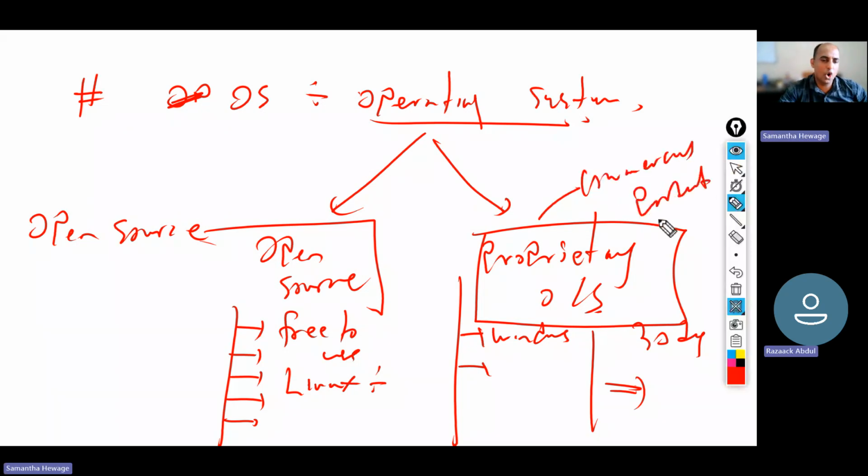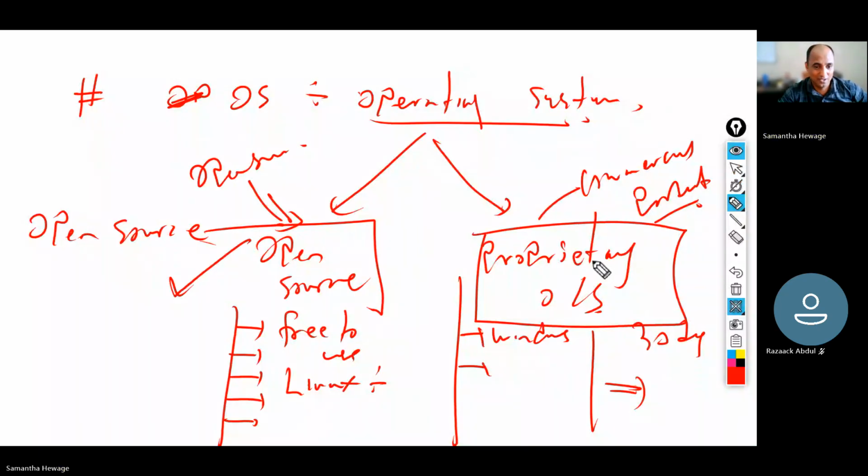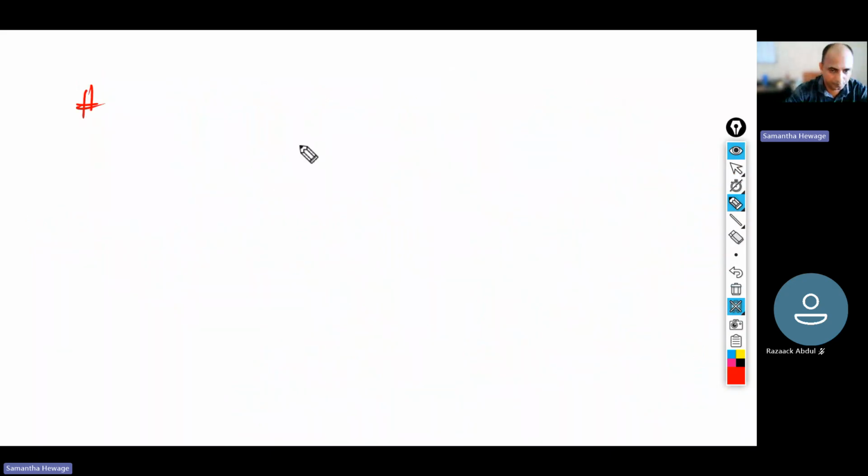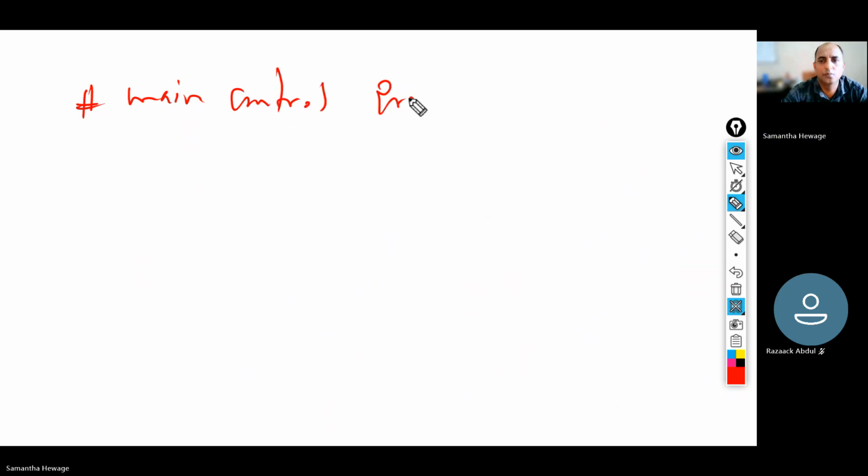This is an open source product. You don't have to buy this. You can freely download and use it. Here you have to buy this. Open source, proprietary. Right? So what is an operating system? Normally, it is the main control program in your computer.